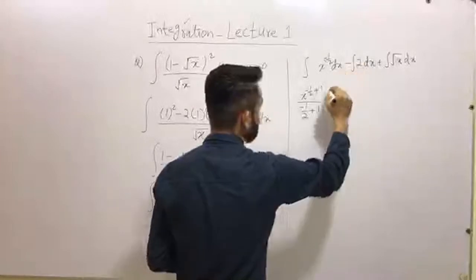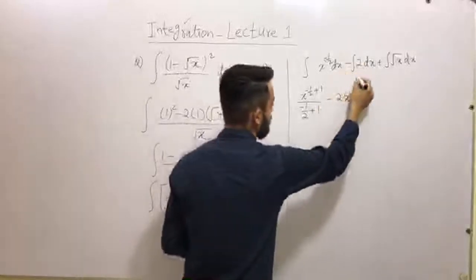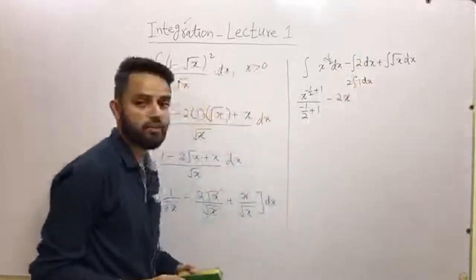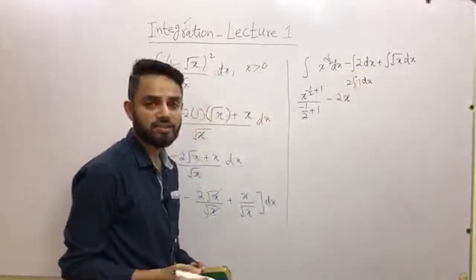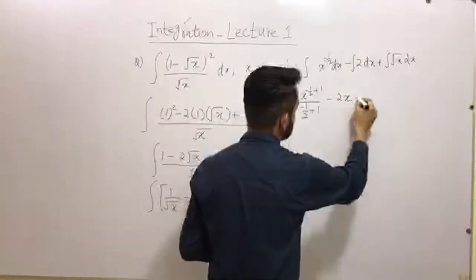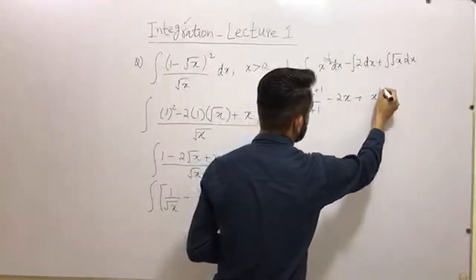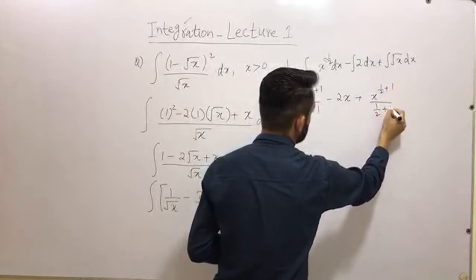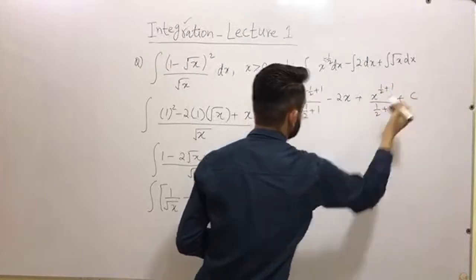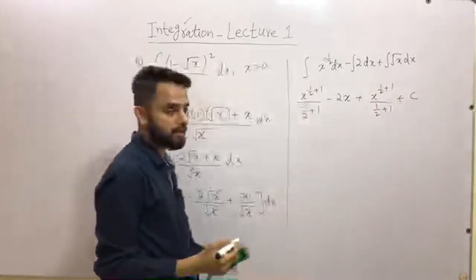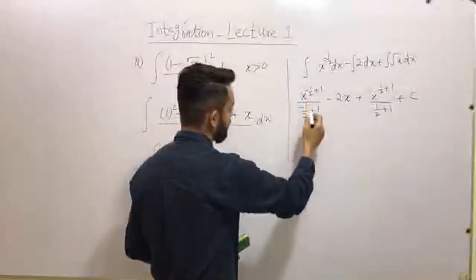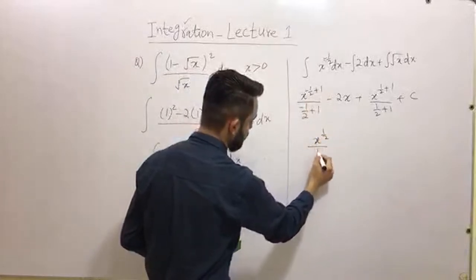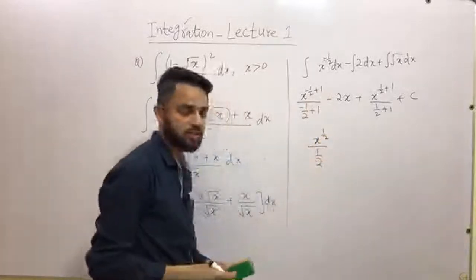So once you take 2 out, you are left with only 1. So the integration of 1 is always x, plus this is x power 1 over 2. So once you take the integration, 1 over 2 plus 1, then 1 over 2 plus 1, and plus c. Okay, now x power minus 1 over 2 plus 1 will give you 1 over 2, and this is exactly what we are going to have in the denominator, which is 1 over 2.